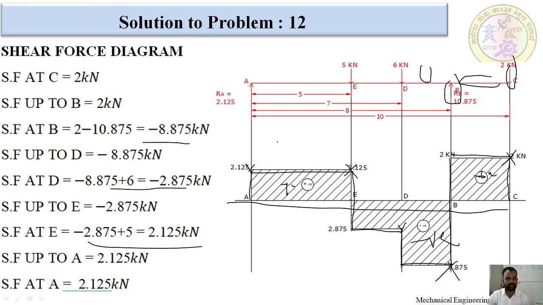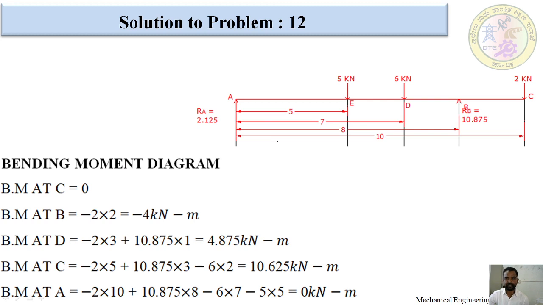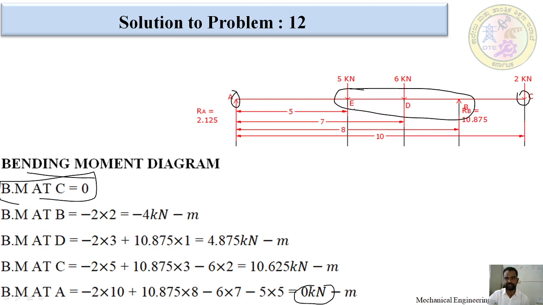Okay, next slide we are going to have the bending moment calculation. Okay, this is the bending moment calculation. In bending moment calculation, we come to know that always you have a value at the corner. At corners A and C it is always 0. At A is always 0, C is 0. I want to find out between these three sections only.